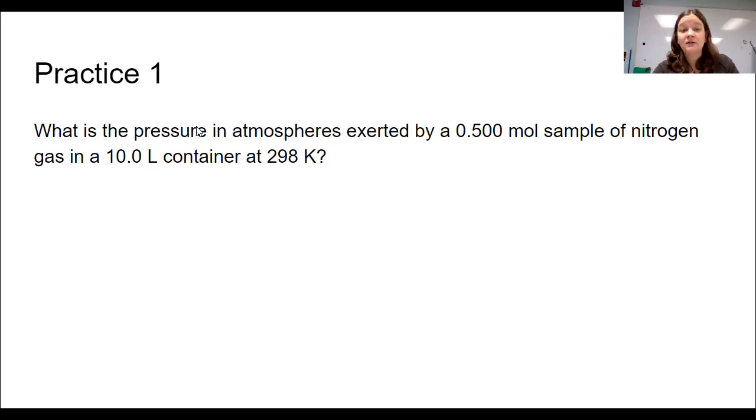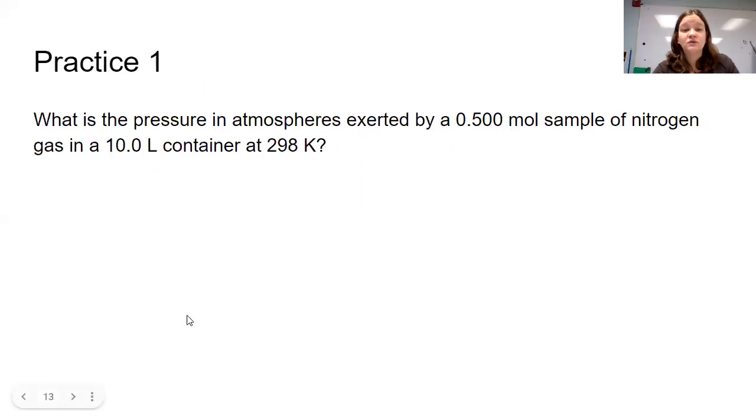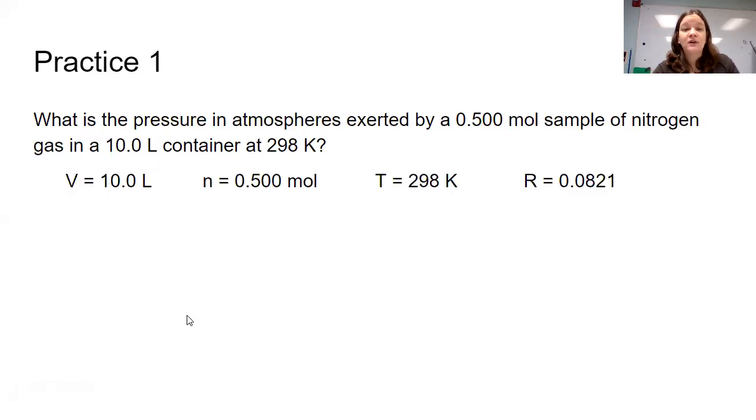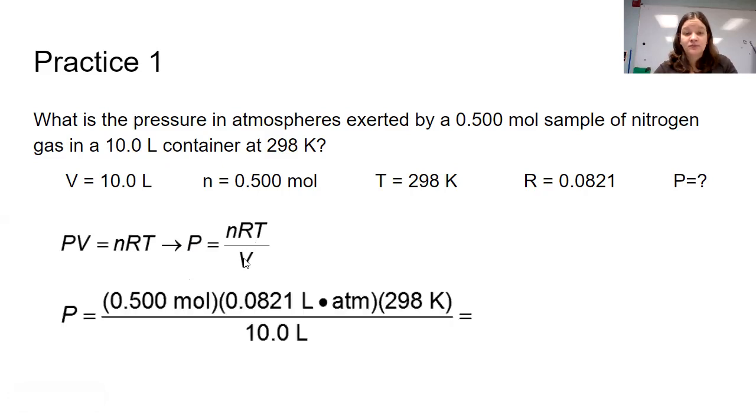So we have moles, liters, and Kelvin, and we're finding atmospheres. So good, we can use our value that we need. We can use R as 0.0821. So we're going to find pressure. My equation is PV is equal to nRT. When I rearrange this, I can just divide V to the other side to solve for P. So I'm going to do nRT divided by volume. Plug in my numbers.